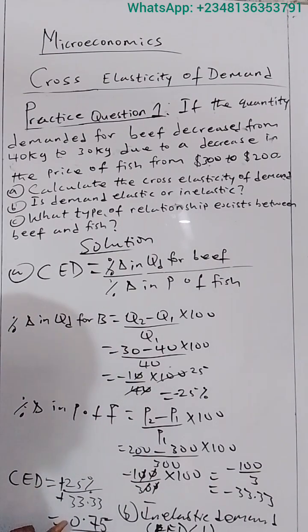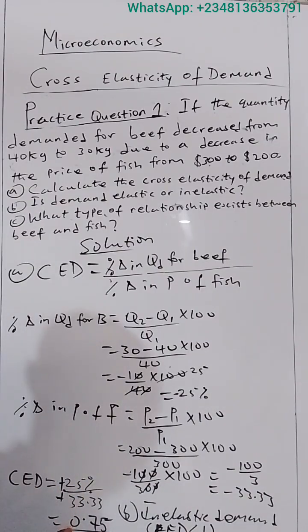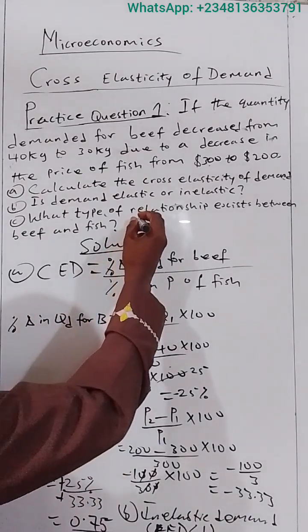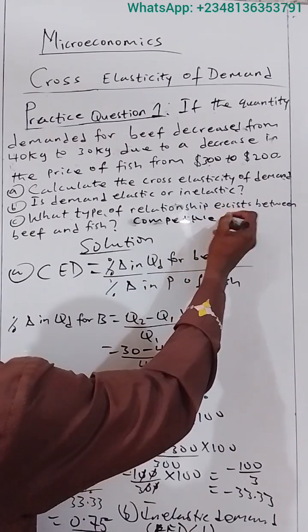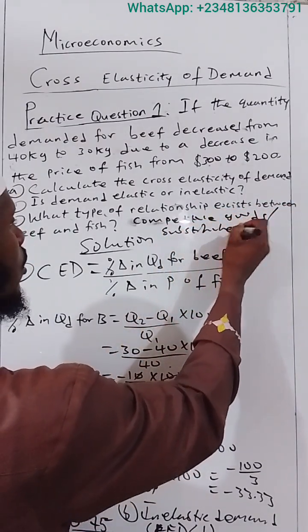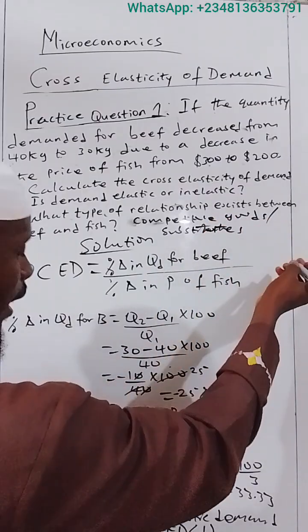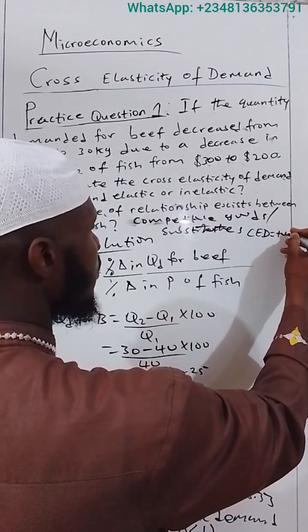Let me take that again. If the sign is positive, the goods are substitutes or what we call competitive goods. But if the sign is negative, the goods are complementary goods or what we call joint goods. In this case, the sign is positive, so our answer is competitive goods, or what we call substitutes. Why? Because the cross elasticity of demand is positive. The sign is positive.